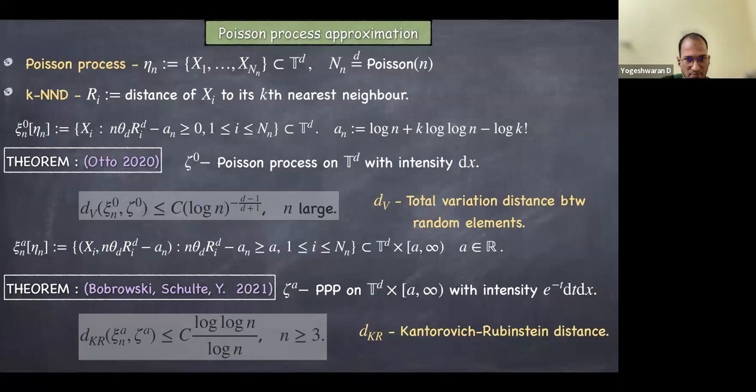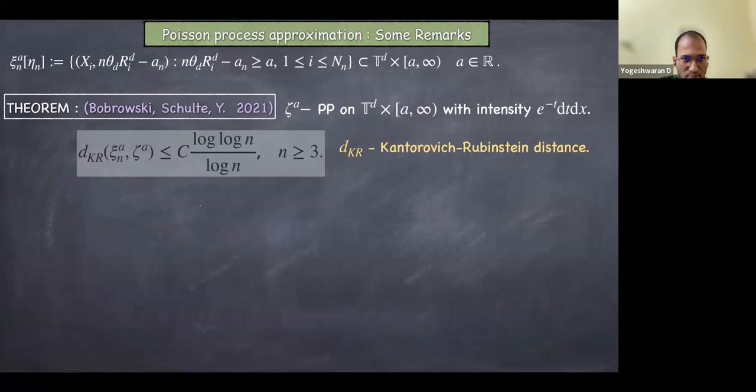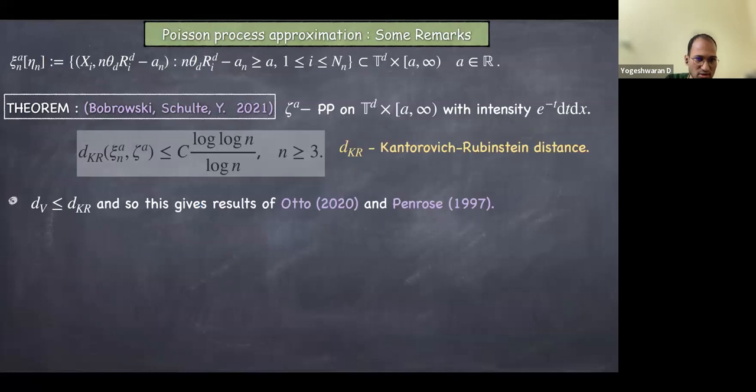Okay. So let me just again show the result for people to see again. And I will make now some remarks. So firstly, total variation distance is less than Kantorovich. So this gives the results of Moritz and also of Matthew Penrose.